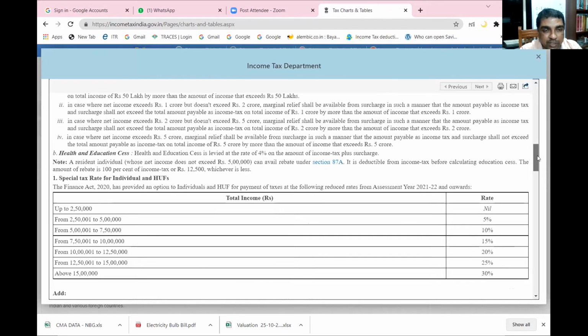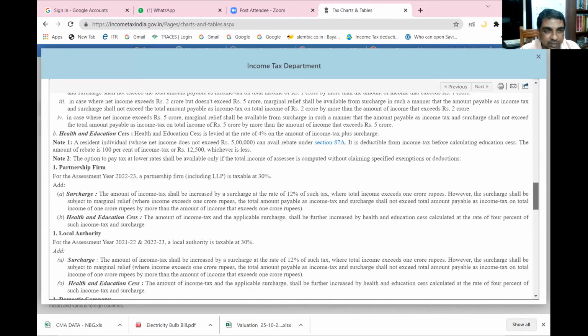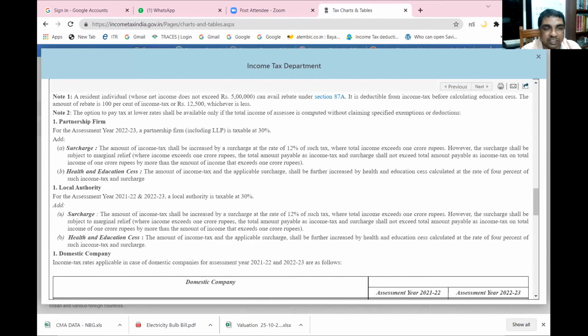Now, these are the rates we have already discussed. Now you see what is the tax rate for partnership. Can you read it? 30%. There is a surcharge of 12%. We'll be learning that. Where the total income exceeds 1 crore, there is a surcharge, I will be telling you this. For local authority, you see the tax rate is 30%.